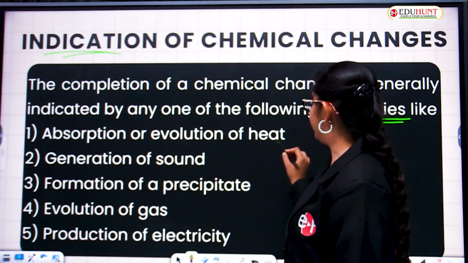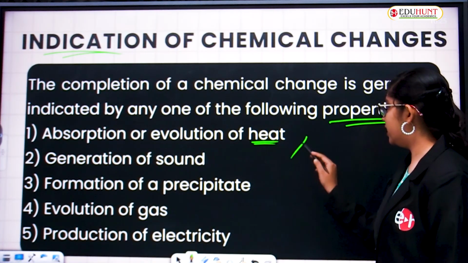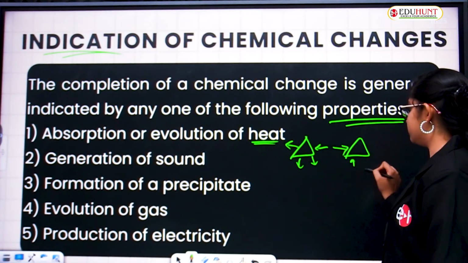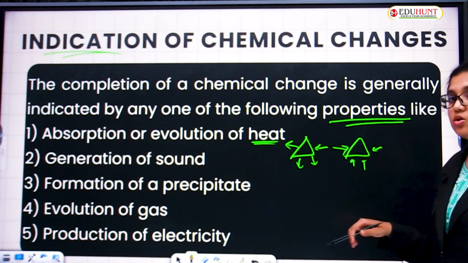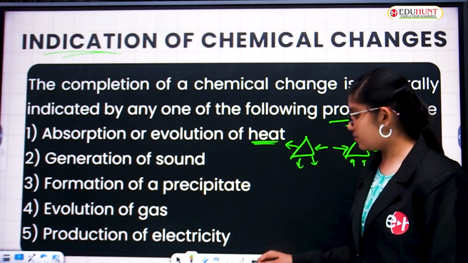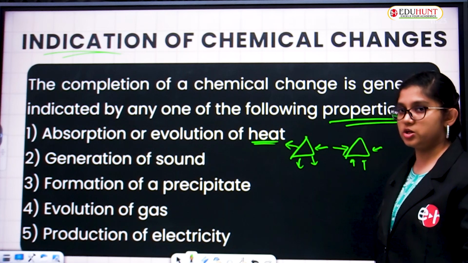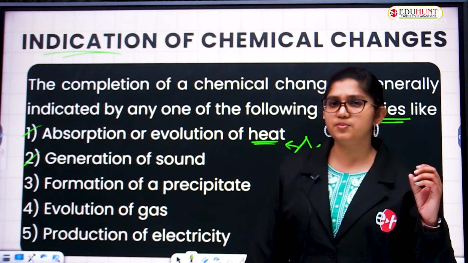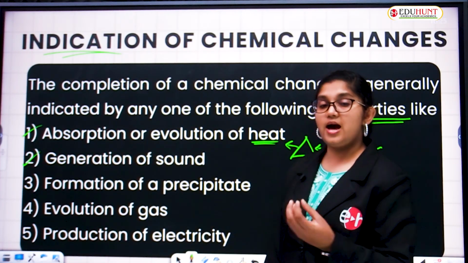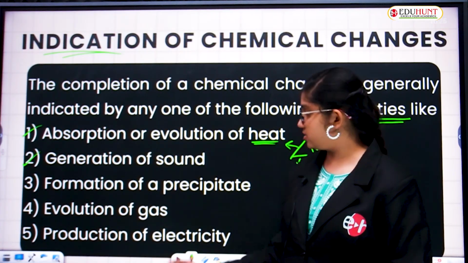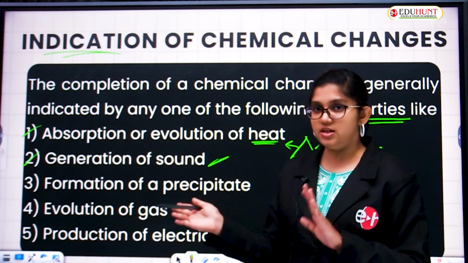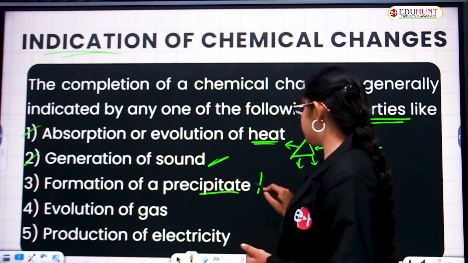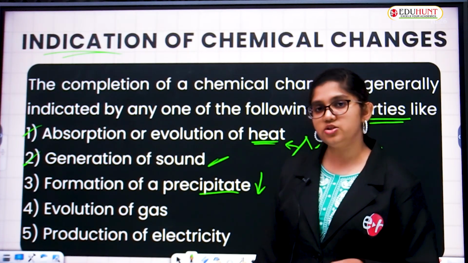First one, absorption or evolution of heat. So either ఆ బీకర్ నుంచి హీట్ అనే బయటకు వస్తుంది, లేకపోతే it absorbs the heat. Okay, so అలాంటి కండిషన్ we can say it is a chemical reaction going on, right? Complete అని చెప్పొచ్చు. Okay, and second is generation of a sound. Generation of sound అంటే some pop sounds కానీ లేకపోతే కొంచెం ఒక రియాక్షన్స్ జరిగే మిక్చర్స్ అప్పుడు జరిగే సౌండ్స్ కానీ it will occur. Like that also we can say the chemical reaction is going on, completed అని.